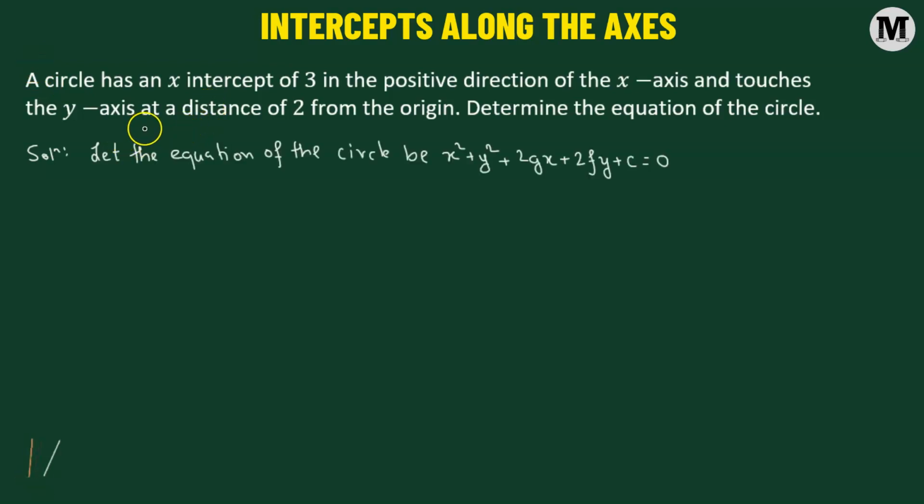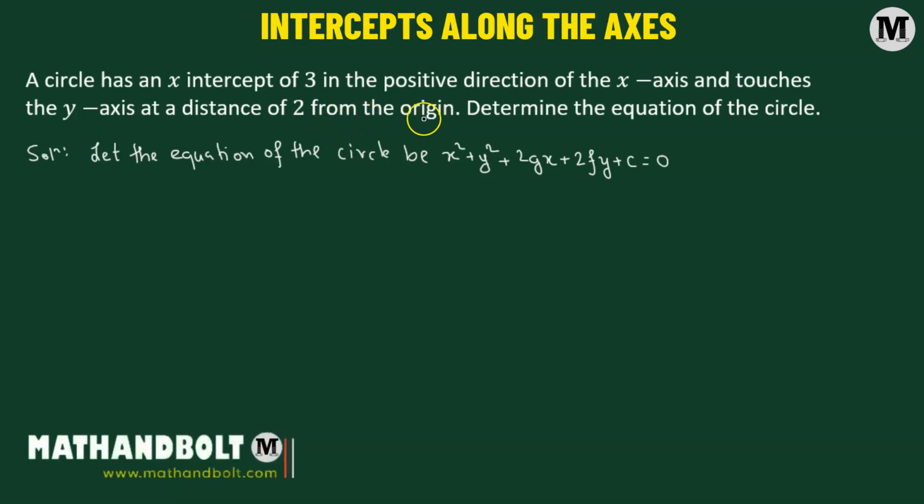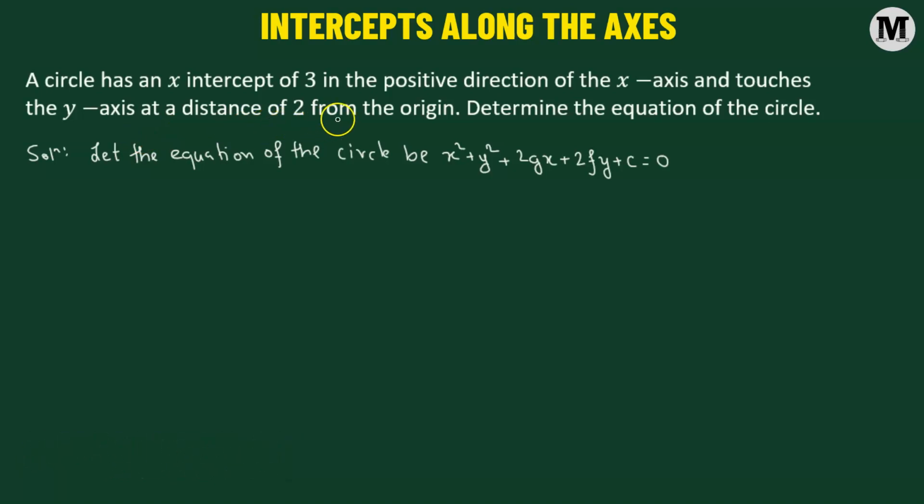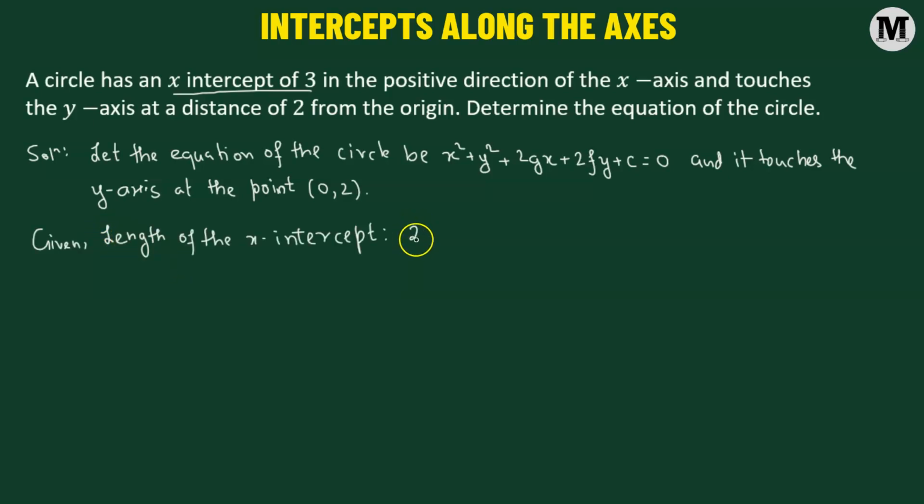Now, the circle touches the y-axis at a distance of 2 from the origin, meaning the circle is going to touch the y-axis at the point (0, 2). Now, it's given that the x-intercept of the circle is 3. It simply means that the length of the x-intercept, which is given by 2 times square root of g squared minus c, is equal to 3 units, which means that g squared minus c will be equal to 9 over 4. So let this be equation number 1.